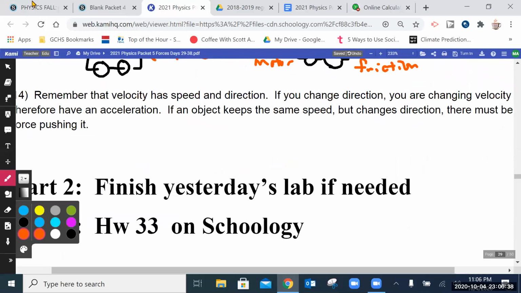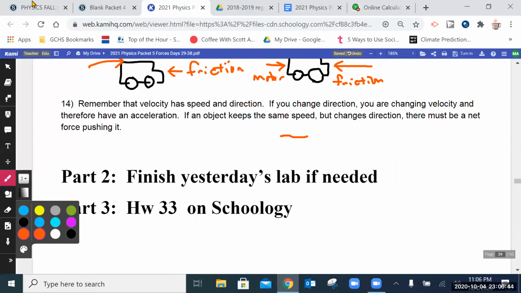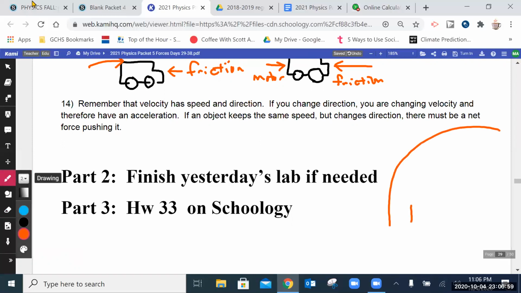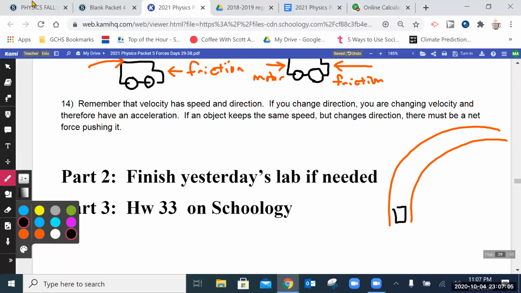Number 14, remember that velocity has speed and direction. If you change direction, you are changing velocity, and therefore you have some kind of an acceleration. If an object keeps the same speed but changes direction, there must be a net force pushing on it. So if you think about a car taking a curve, and I'm just going to draw a block for the car, an overhead view. The car does not turn automatically. There has to be some kind of a force, and that's going to be the force of friction between the turned wheels and the road.